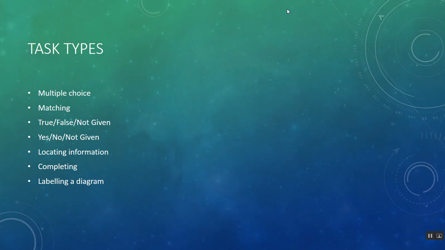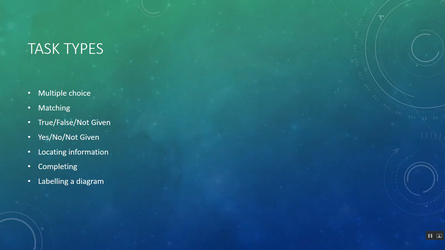When you answer the questions in the reading paper, I think that you should remember 2 points. The first is that the questions and the sentences are in the same order as they appear in the text. That is, the answer to the first question comes before the answer to the second question, and so on.